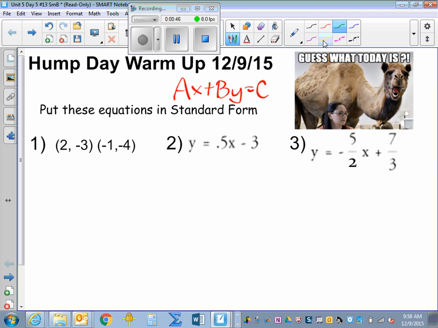Alright, so what we have to do for each of these is get it into an equation and then change it into that standard form. Remember, standard form, there are no fractions, no decimals, and what else has to be true? X and y have to be on the same side, and there's one more thing. Right! The value in front of x, our coefficient, cannot be negative, so this has to be positive.